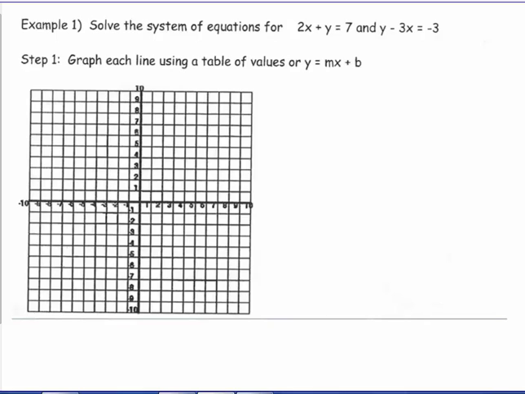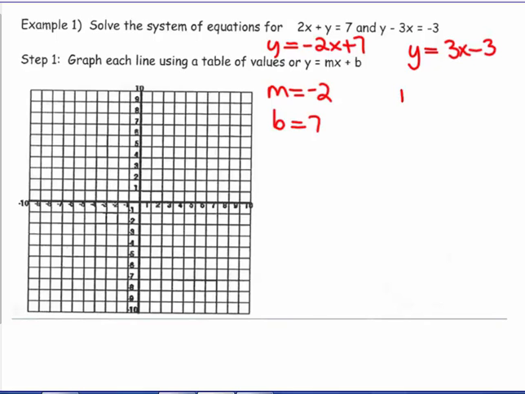Here we go. 2x plus y equals 7 and y minus 3x equals negative 3. Graph the lines using a table of values or point slope. I'm going to use point slope. So this equation is y equals negative 2x plus 7. The slope is negative 2. The y-intercept is 7. Second equation, solving it for y equals, putting it in point slope or slope-intercept form, is y equals 3x minus 3. The slope is 3, and the y-intercept is negative 3.